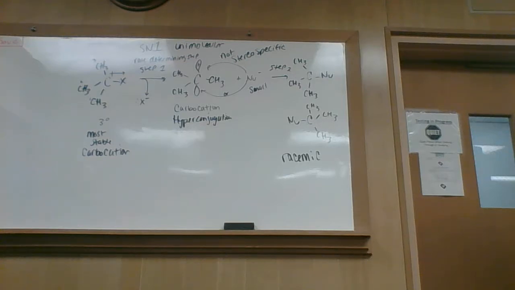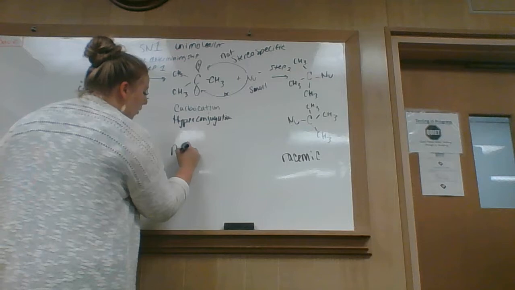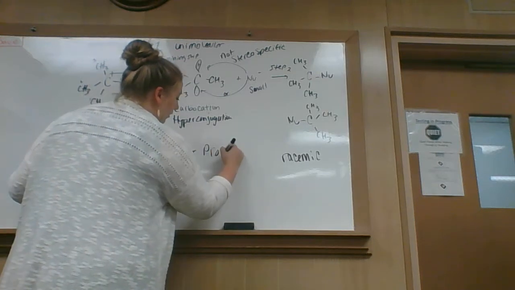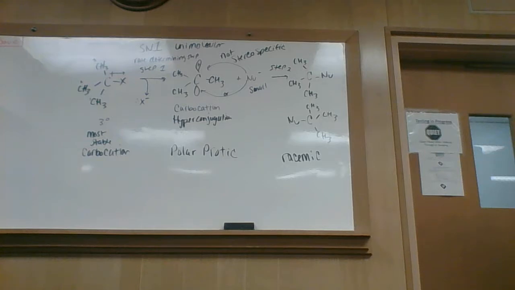Some other differences have to do with the solvent that we're going to use. For this reaction, they prefer polar protic. What was our concern with using polar protic solvents when we were talking about bimolecular reactions? Why didn't we want H pluses? It was going to tie up the nucleophile. Okay, why aren't we concerned about that with this reaction? Because we have a carbocation that already has a carbon.